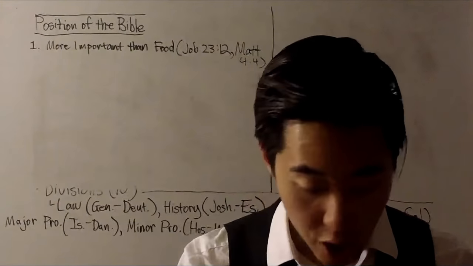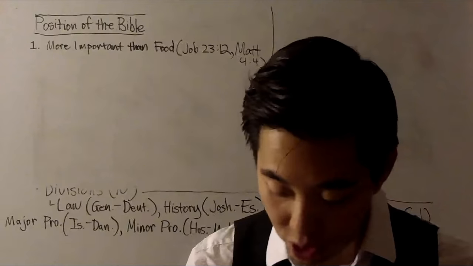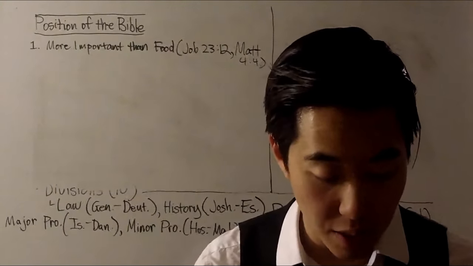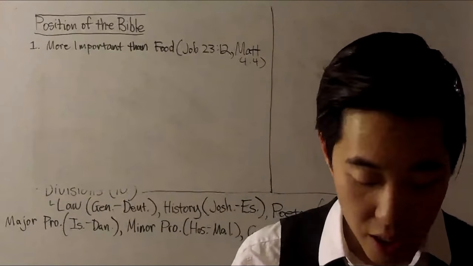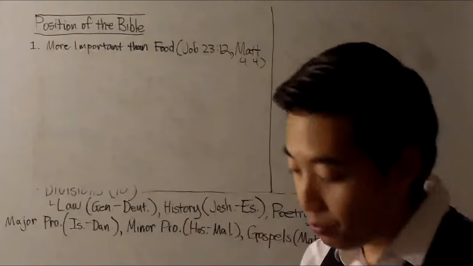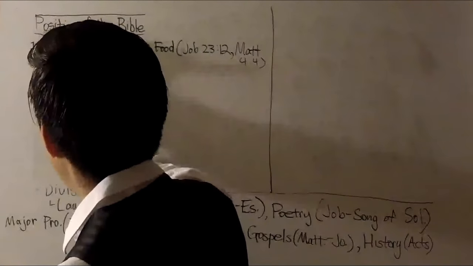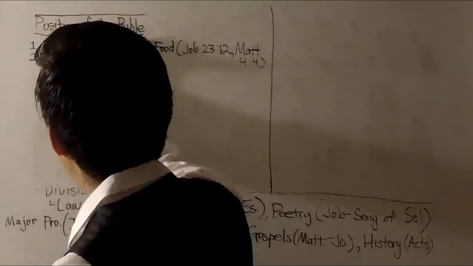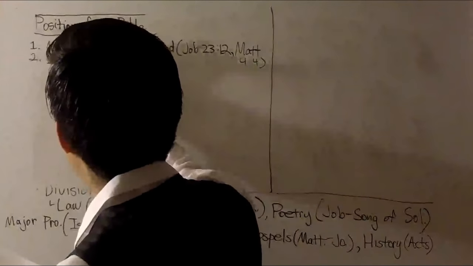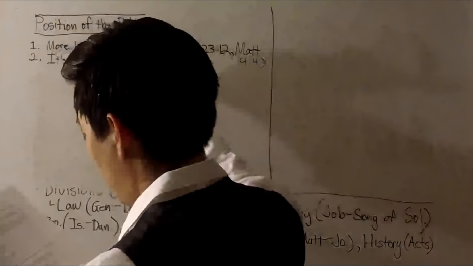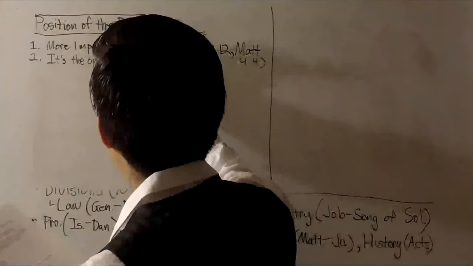Wow. Look at John chapter 17, and we'll look at verse 17. John 17:17. The second thing you've got to understand about the Bible is its position. So this is how important your Bible is, its position. In fact, it's the only visible thing. Now, this is important. It's the only visible thing today that shows what is truth.